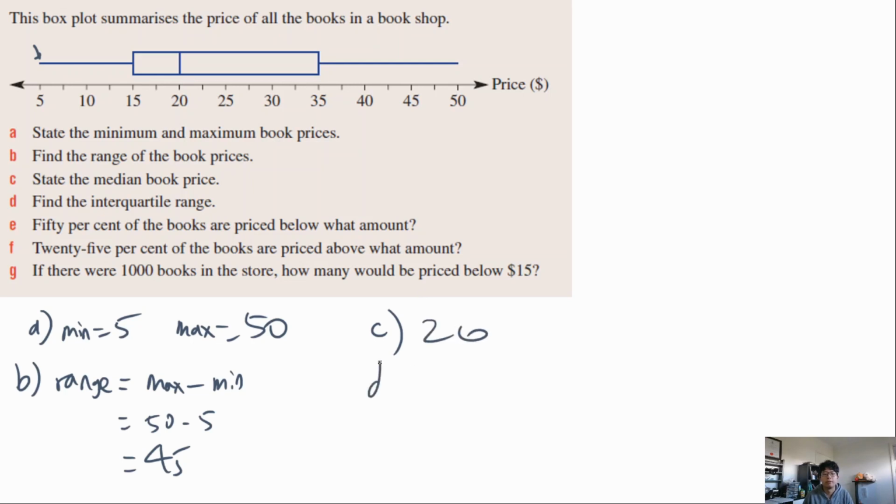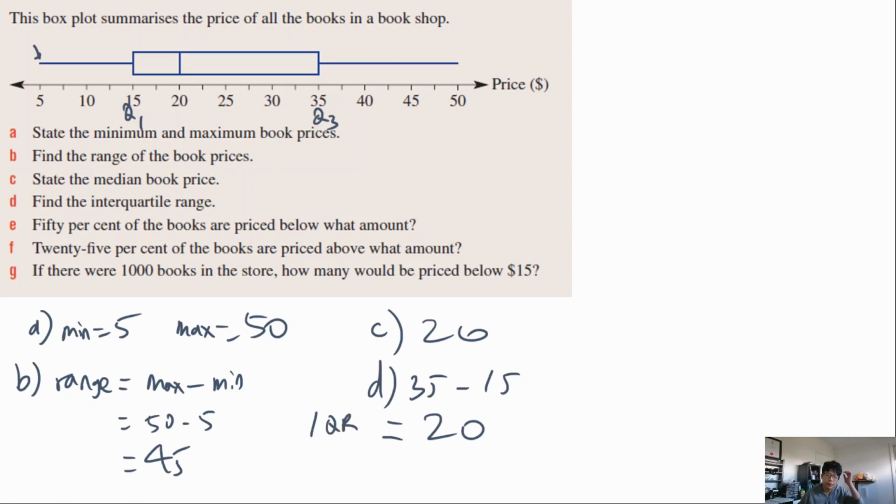Let's go to D, find the interquartile range. You should have learned this in the chapter before. The interquartile range is Q3, the upper quartile, minus Q1, the lower quartile, so that's 35 minus 15. Quickly do that, that should give you 20. So the IQR equals 20.